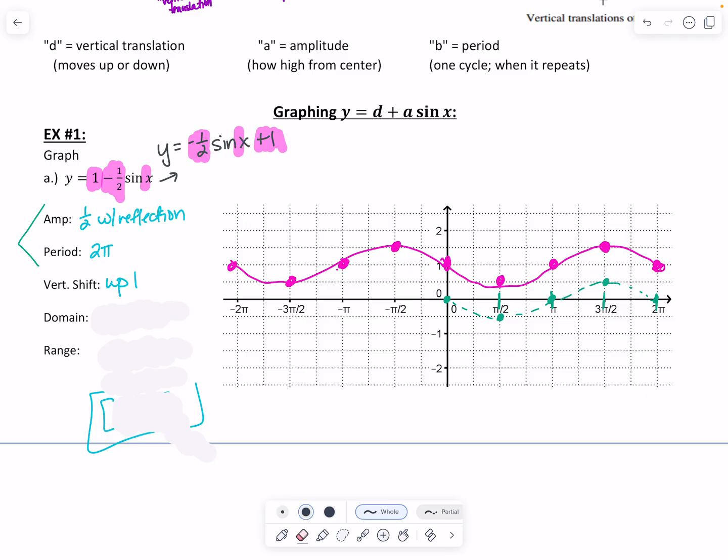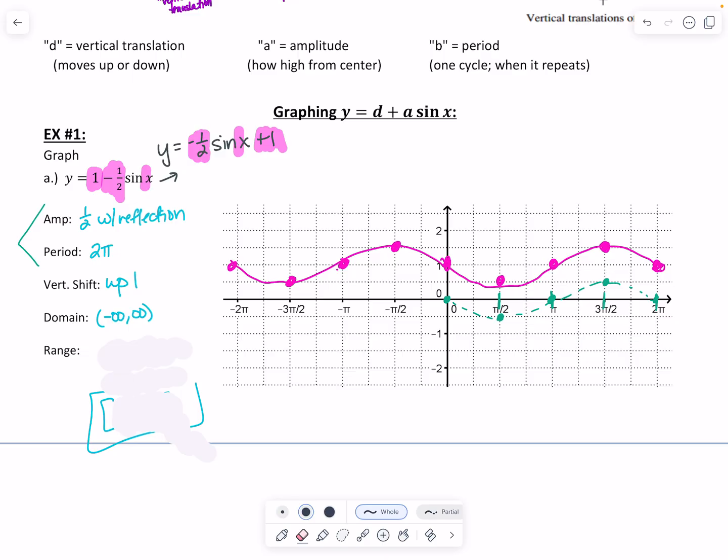Now, they also ask us a few questions about the domain and range. Remember, domain is all the x values. So how far left does the graph go? How far right does the graph go? And are there any issues with my domain? Well, if I were going to continue going on forever and ever and ever, it would continue this periodic kind of cycle, and I would go from negative infinity to infinity on the x. So my domain would be all real numbers, negative infinity to infinity.